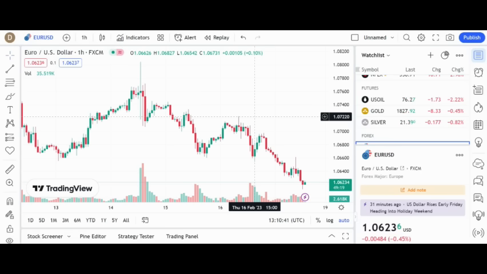Geopolitical events can also play a role in the movements of the EURUSD currency pair. Elections, trade negotiations, and international conflicts can all impact the market sentiment and the demand for the currency. Traders should stay informed about global events and their potential impact on the market.